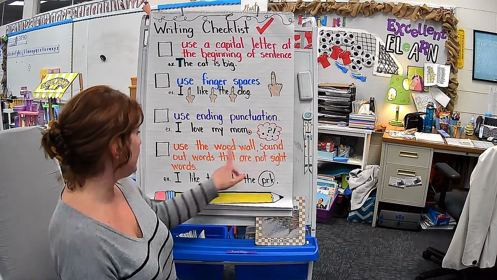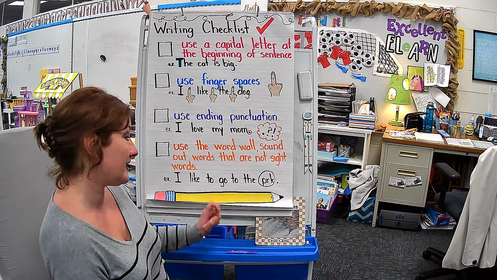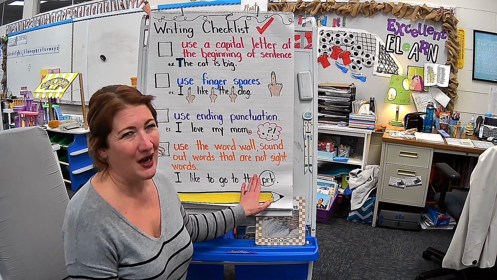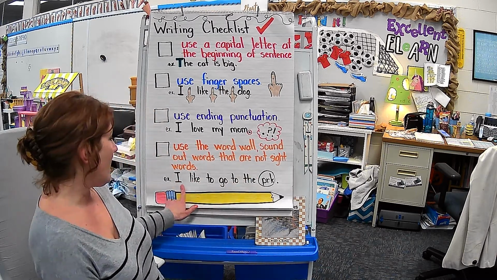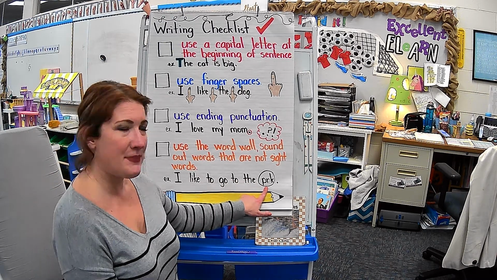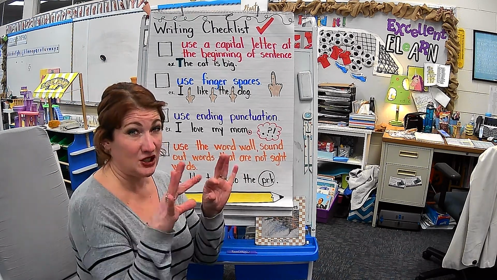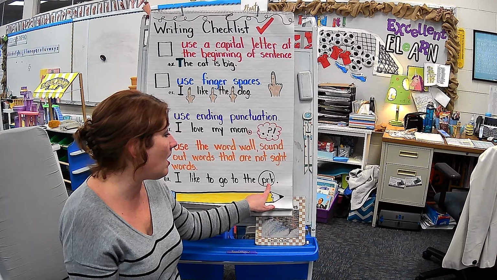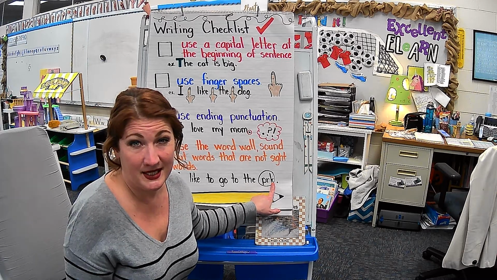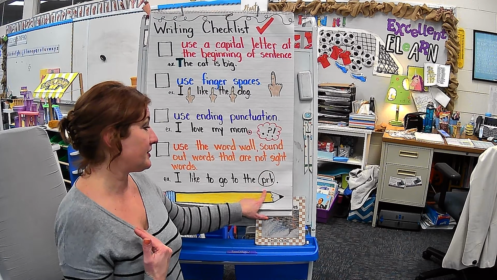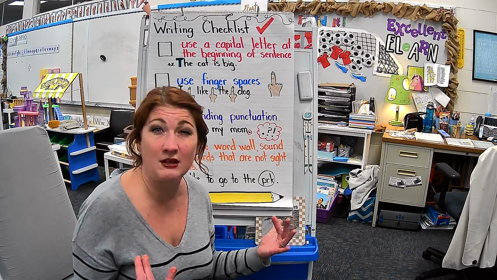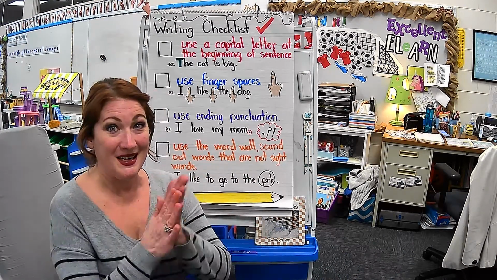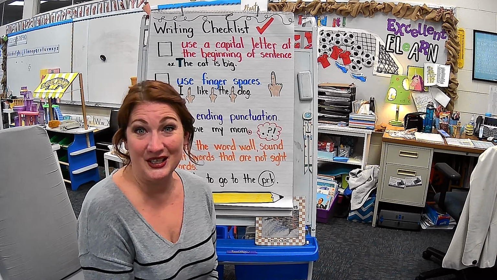Use the word wall. Sound out words that are not sight words. So for this example, I had so many sight words in my sentence that I had one word I wasn't sure about. I like to go to the park. So what I did was I stretched out my word. Turtle talk, super slow. Park. And I wrote down the sounds I heard. I like to give those words a circle because I know it's not the way it looks in books, but I'm going to keep on writing. So up next, I'm going to show you how I do that in practice.